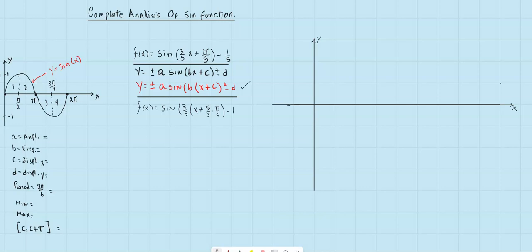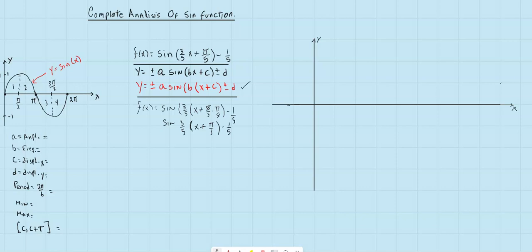And now we can say that this is equal to sine of 3/5 times x, the 5 cancels, plus pi over 3, minus 1/5. This is 1/5 right here.